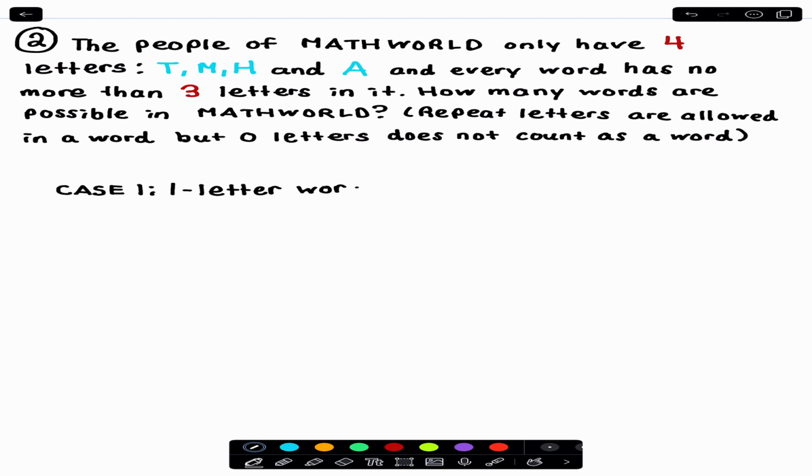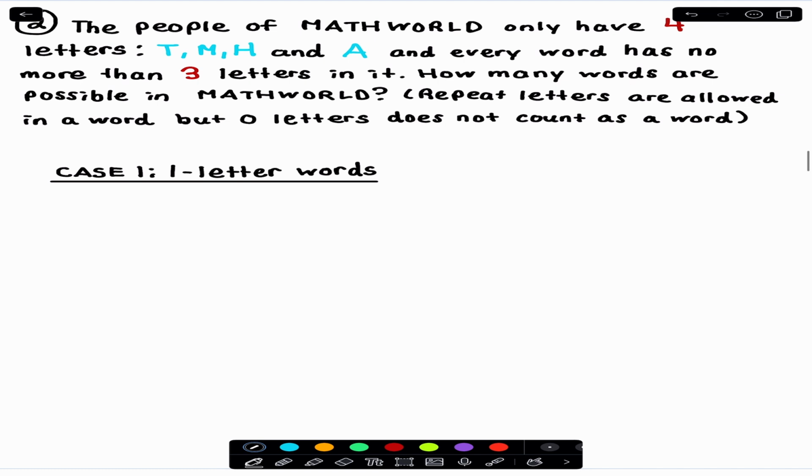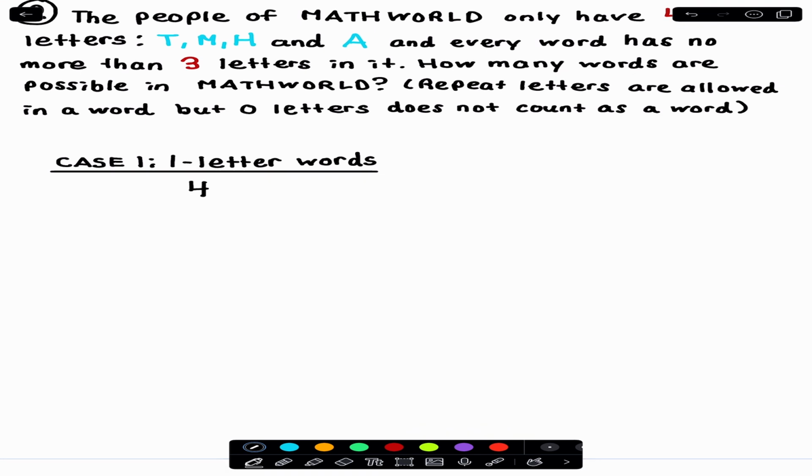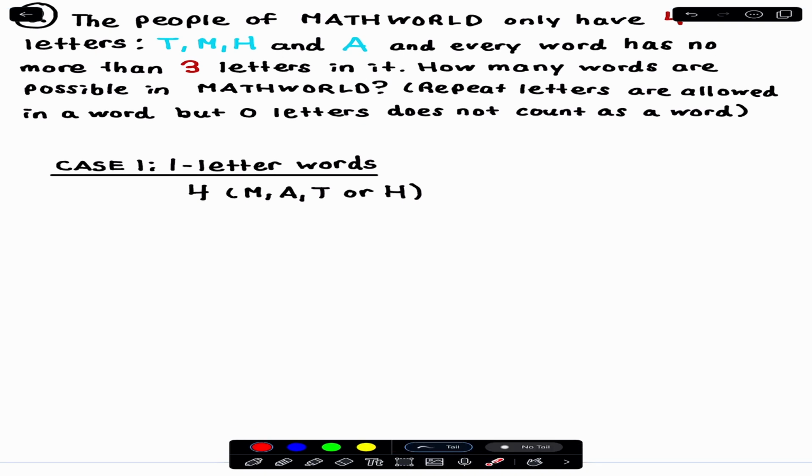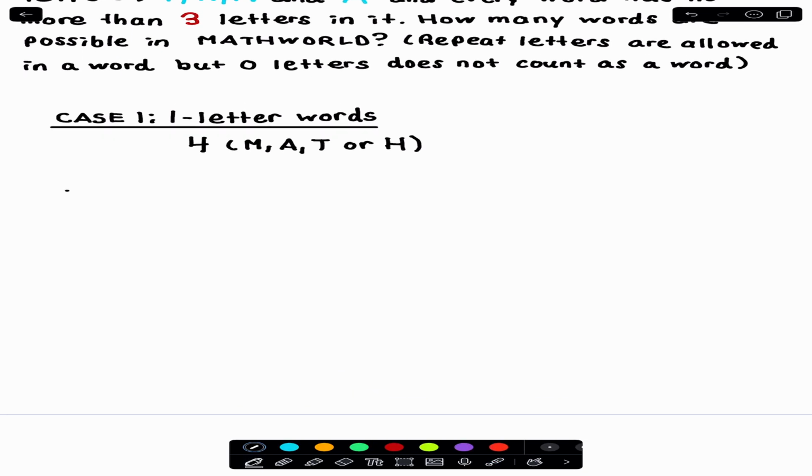So first, we'll have 1-letter words. Over here we have 4 possibilities, either M, A, T, or H. So the individual letter itself counts as a word. Not bad. Let's make another case, case number 2. This one will be 2-letter words.